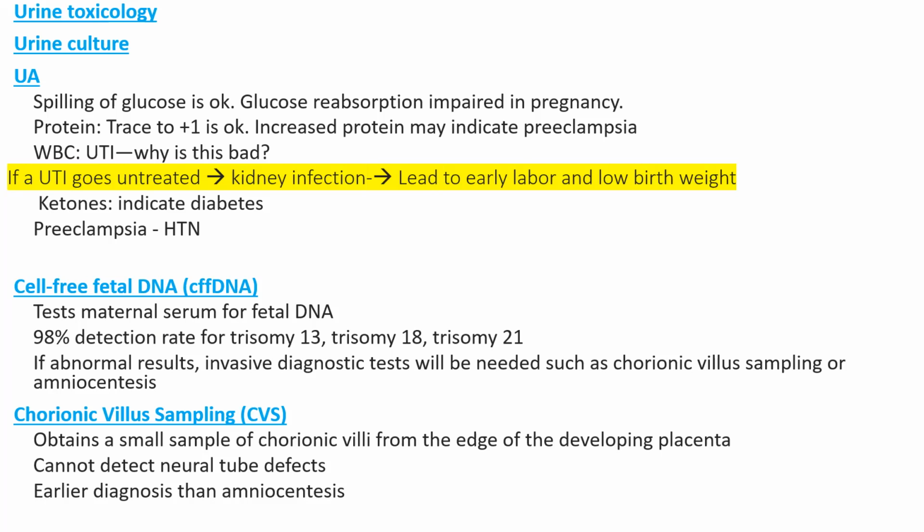Underneath that, CVS, chorionic villus sampling, obtains a small sample of chorionic villi from the edge of the developing placenta. This cannot detect neural tube defects. This is an earlier diagnosis than the amniocentesis. And I believe, guys, we're going to be going over these tests again later in the semester, and that's where we'll break it down a little more. This is actually going to be on your exam 2 pre-worksheet. So, if you could learn this stuff now, that'll help a lot, but we're going to go over it more later, okay?